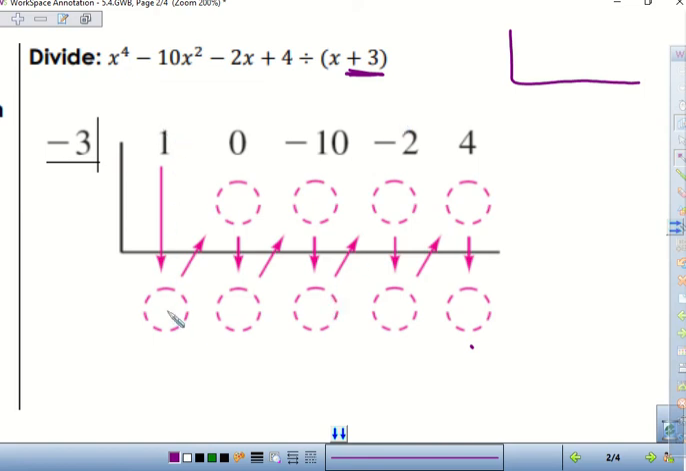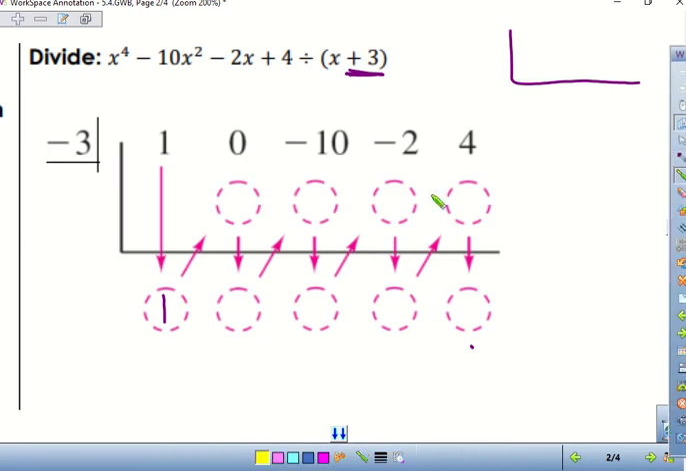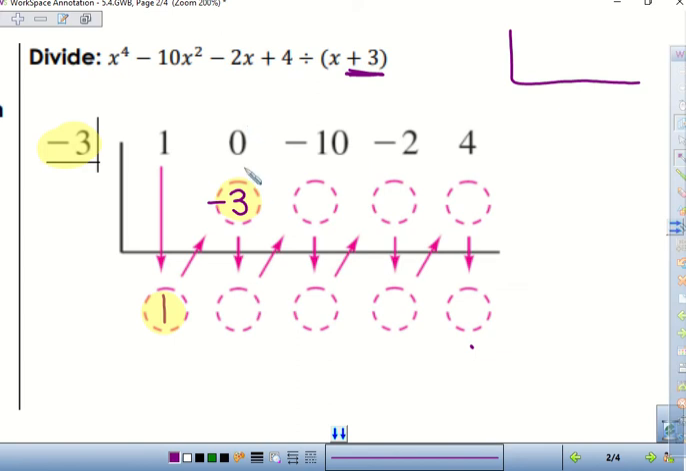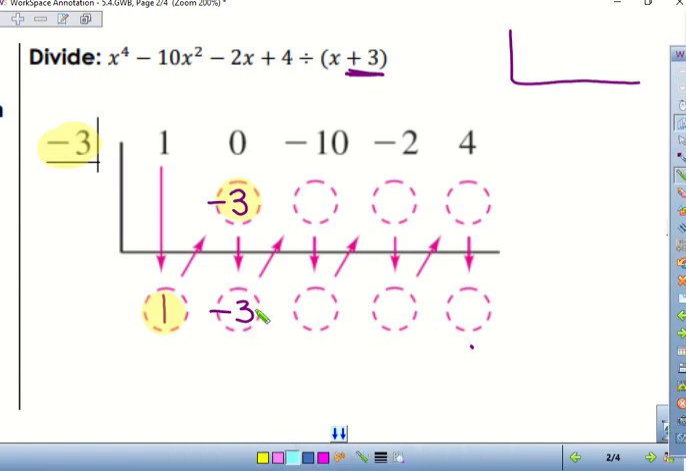Step one is you need to bring down your first coefficient. Once you bring down that coefficient, you're going to multiply it by the number on the outside, and that's what you're going to write here, which will become what? -3. Then you're going to combine straight down. You always combine as you go down. What's 0 plus -3? -3. And now you just repeat the process all over again.